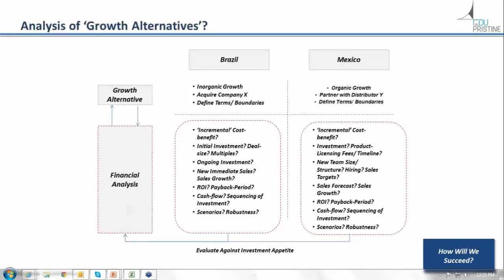Again, it was a complex problem. We were using the framework where to play, how to win. We were able to dig deeper, and we were able to say, let's try to find out the right acquisition target in Brazil, and let's try to figure out who the right local distributor in Mexico is to partner with. So very, very different approaches. Still answers the question, how does the company grow? How should the company grow in Latin America in different countries?